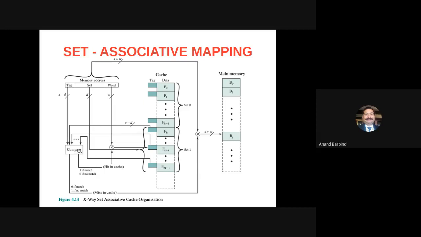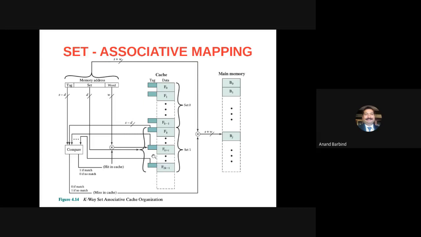If it is present, the result of one of the comparators will be true, and that word will be read from the specified line. If all the comparators give the result false, it means the block is not present in the cache, and the block is to be read from the main memory. The word will be read by the CPU, and the block will be written into the cache, but only at one of the locations in the specified set.